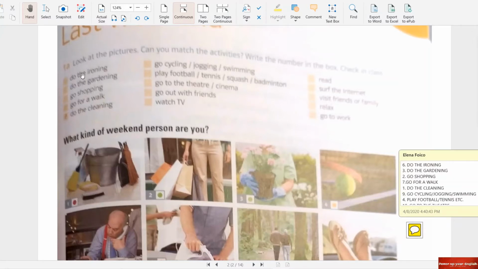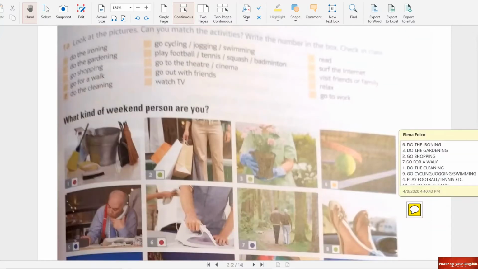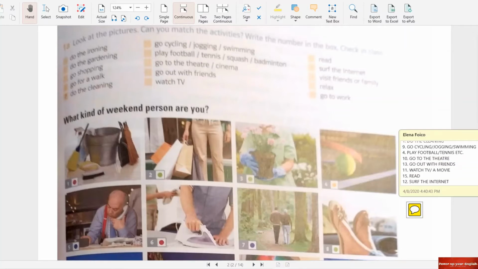We said number 6. We start with doing the ironing, that would be number 6. Do the gardening is number 3. Go shopping, number 2. Go for a walk, number 7. Number 1 we said is doing the cleaning. Go cycling, jogging, swimming is number 9. Number 4 is play football, tennis, or whatever other sport with the ball. Then we have go to the theater or to the cinema. That would be number 10.